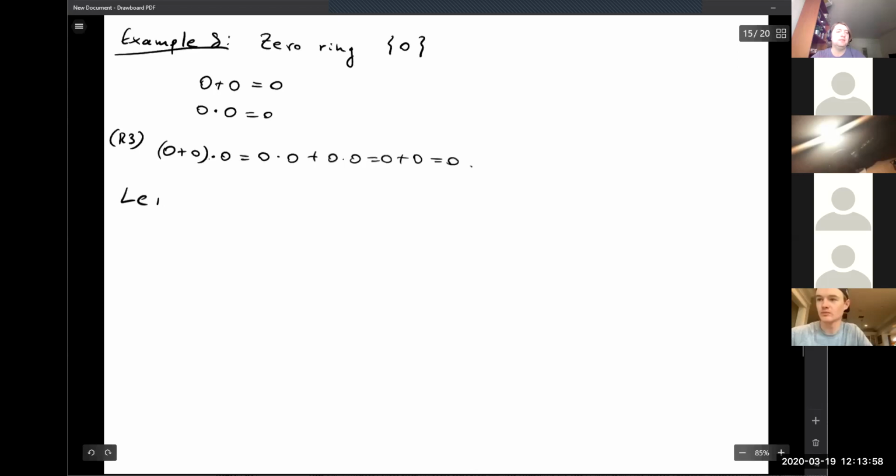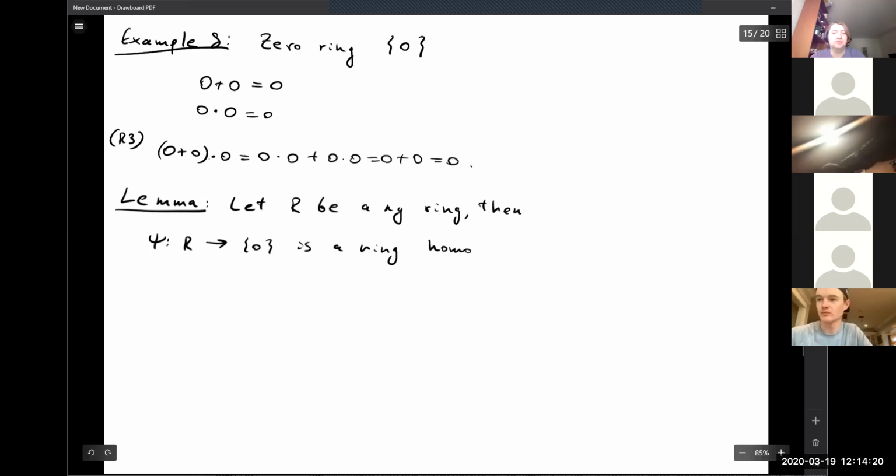Now, lemma: let R be any ring, and then psi from R to the 0 ring is a ring homomorphism. Okay, kind of silly example, but still, to see the analogy with a trivial group.